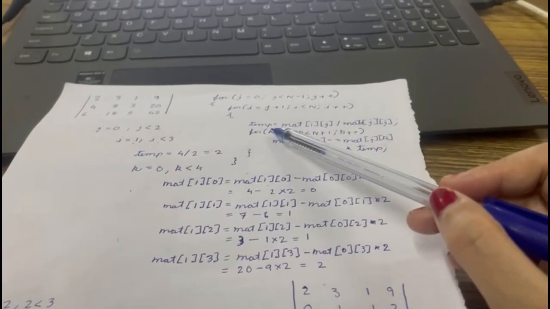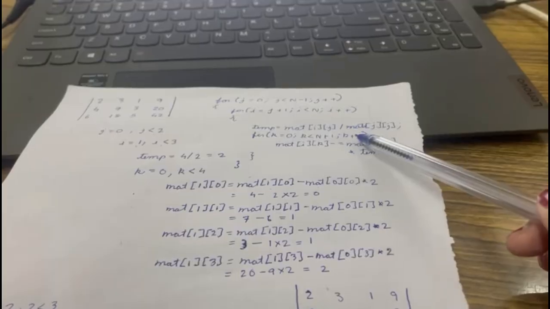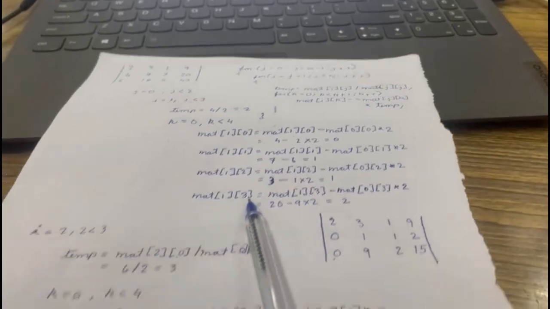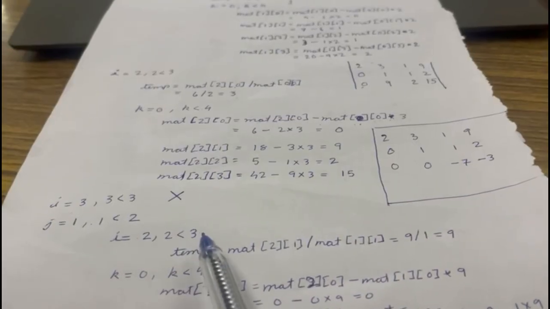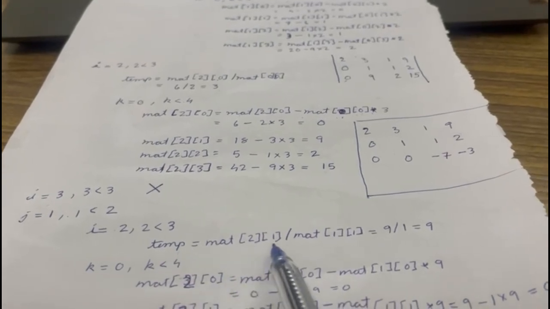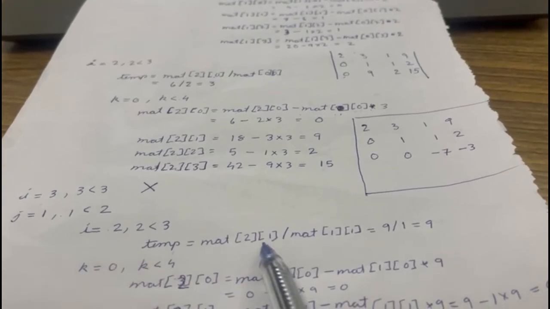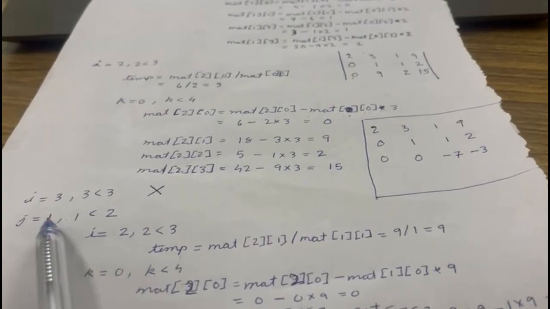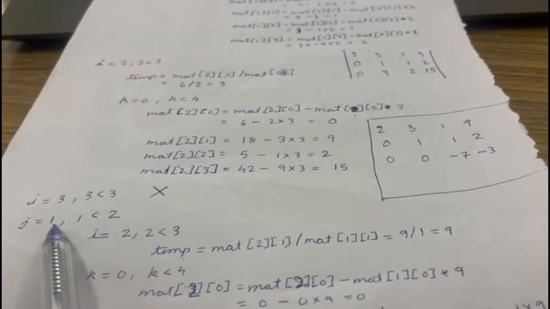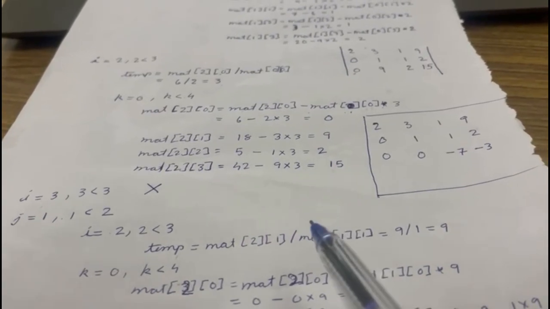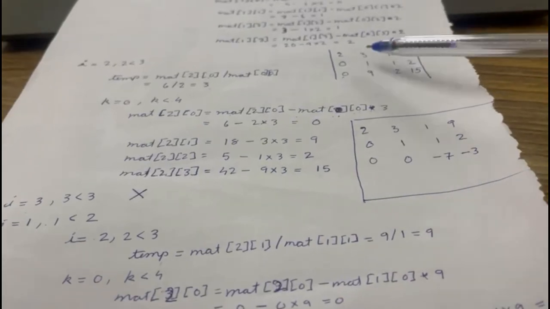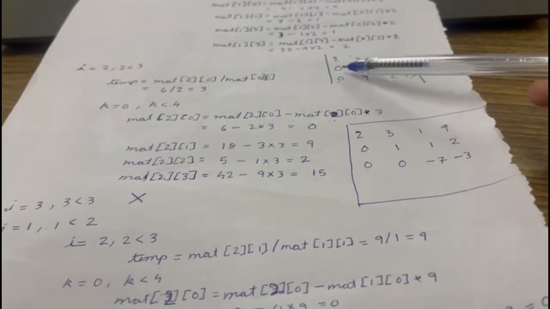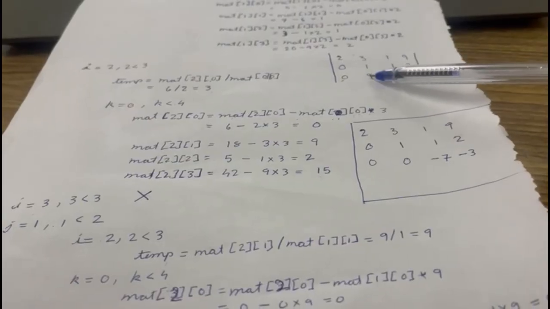Now we will try to find out temp equal to mat of ij divided by mat of jj. So now I equal to 2, 2 is less than 3, so we have entered the loop. So temp equal to mat of ij. What is I? 2. What is the value of j? J is 1, right? We have incremented j just now. So mat of 2 1. What is mat of 2 1? Mat of 2 1 is row 2 column 1, 9.